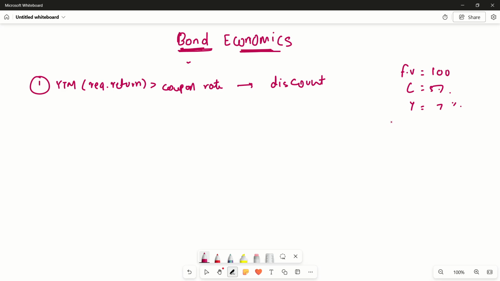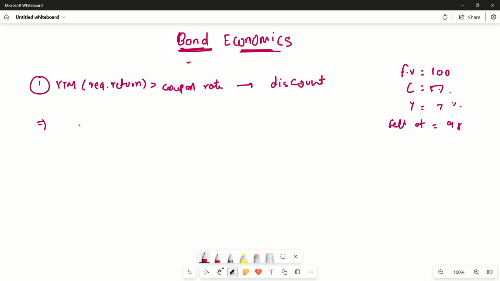So let's suppose in the market it will actually sell at, let's assume, 90. Now let's try to understand why this happens. The logic is very simple.